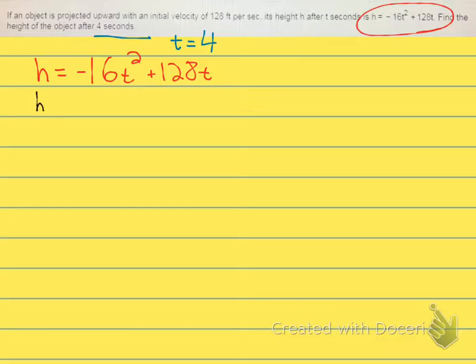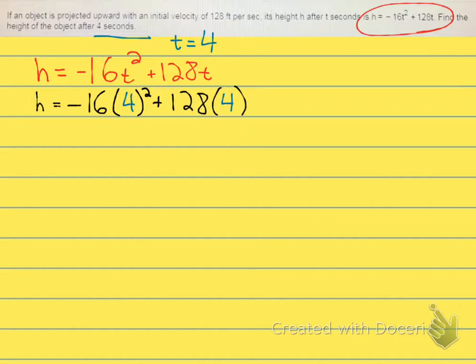So h equals negative 16 t squared, and what are we going to put here in place of t? 4, plus 128 t, and what do we put in place of t? Yes, 4. Wherever you see a t, it's always going to be 4 for 4 seconds.